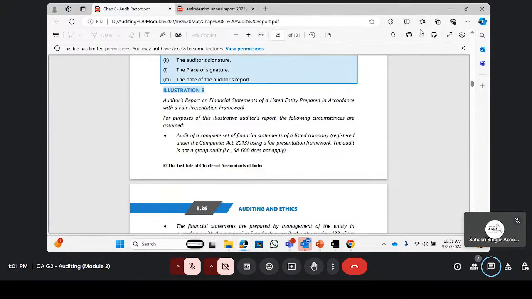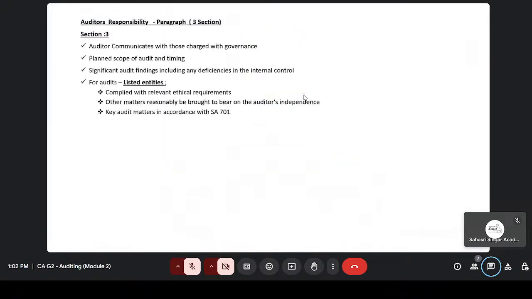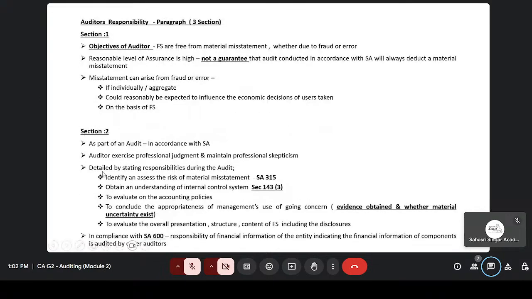Next thing is the Companies Act. Each word is very important. That is the most important thing. Then, the audit is not a group audit, which means that it does not involve the use of other auditors or joint auditors. So SA 600 does not apply, no problem. When they are mentioning specifically that SA 600 does not apply, you cannot mention this particular point in your auditor's responsibility paragraph. If you remember, we studied here, no? Under auditor's responsibility, this point you should not mention. When the question clearly states it does not apply, despite that, if you mention this point, it is wrong. Okay.